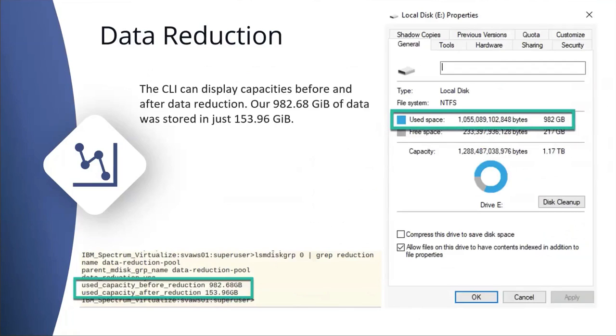So this here's for you command line folks, because I know some of them myself. Here's the command line output, taking the 982 gig down to 153 gig. That gives you your 6.4-to-1 data reduction. Again, so we're just taking normal things we've done in Spectrum Virtualize over time, applied it to our Spectrum Virtualize public cloud instance, and just simply deploying things we've done for years.